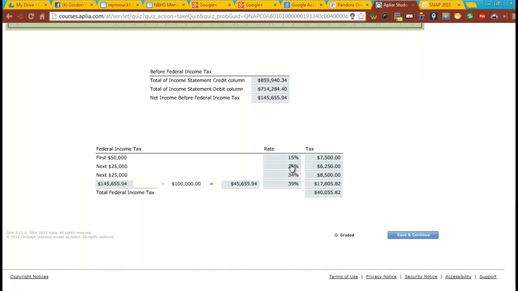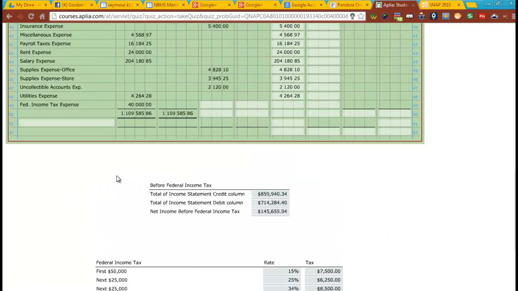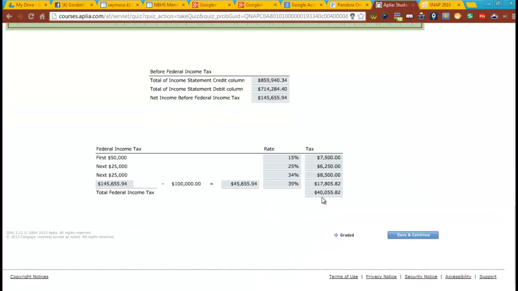What did they estimate their tax is going to be? 40,000. Did they estimate pretty close? Pretty close. How did you get that 40,000 was what you estimated it was going to be? Random guess. Ms. Gressel said it before: the amount in the federal income tax. So now this is actually going to be our last adjustment. We did all of this to calculate our last adjustment on the worksheet. So we know that our actual federal income tax expense needs to be $40,055.82.